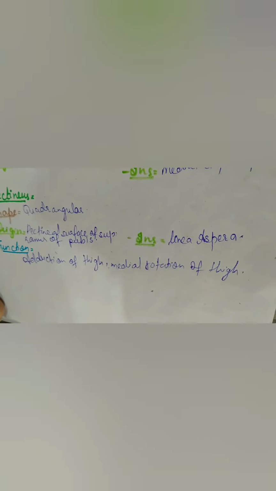One more thing about the pectineus is that it is a hybrid muscle or a composite muscle too. It is a hybrid muscle between the medial compartment and the anterior compartment. So it is a hybrid muscle. Here I am writing a hybrid or a composite muscle.